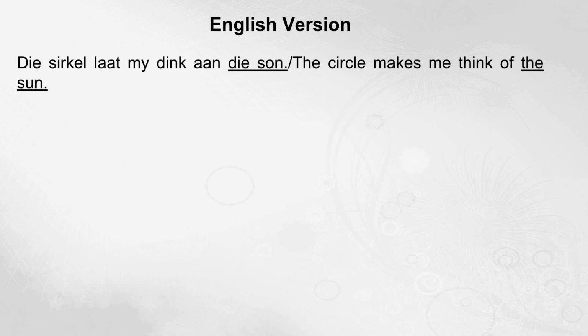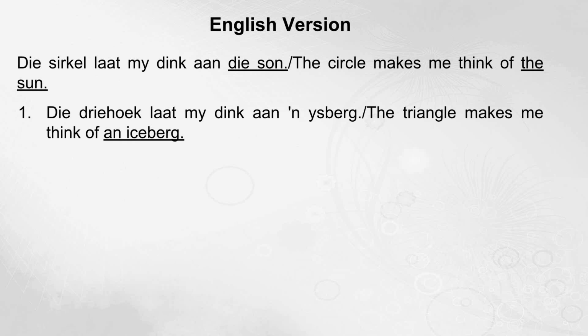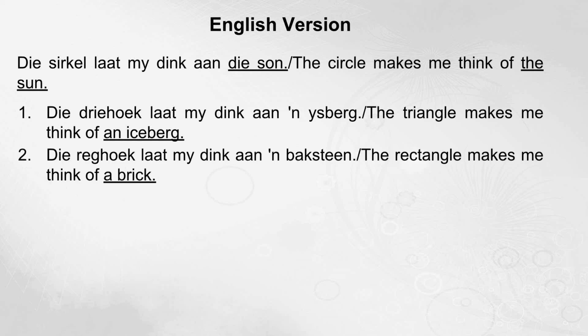Let's have a look at the English version. Die sirkel laat my dink aan die son. The circle makes me think of the sun. Die driehoek laat my dink aan 'n ysberg. The triangle makes me think of an iceberg. Die reghoek laat my dink aan 'n baksteen. The rectangle makes me think of a brick.